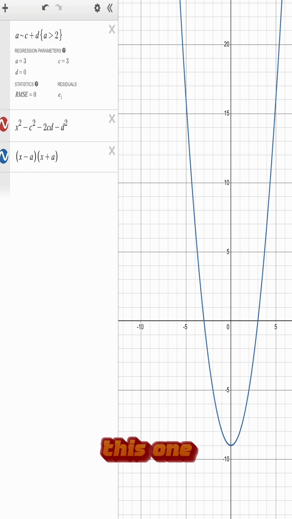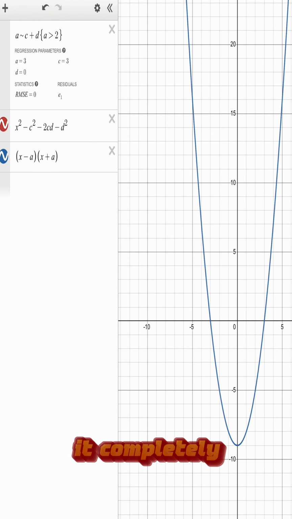So this is the third one. This one is the one which I'm looking for. It completely overlaps with the red curve. If I try to click on the red curve, the blue one will appear. And if I try to click on the blue curve, the red one will appear. So this means that every single point which is covered by the red curve is also covered by the blue one, which means that they both are equivalent, which means that this is the answer. So the answer is x minus a multiplied by x plus a.